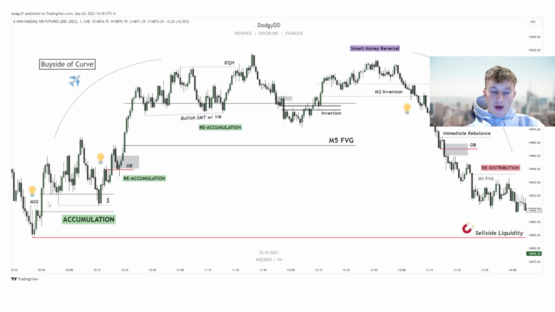But by that time, we're so far in discount, we're probably going to have to draw on liquidity. We're not going to bounce from a 0.90 fib, right? That just doesn't happen a lot. If we're that far lower, we usually go to sell side unless we have some sort of SMT.